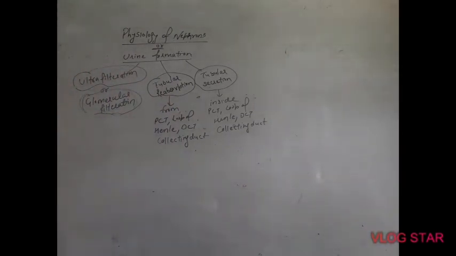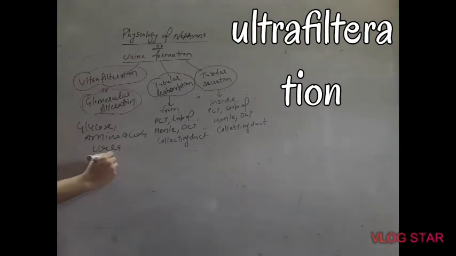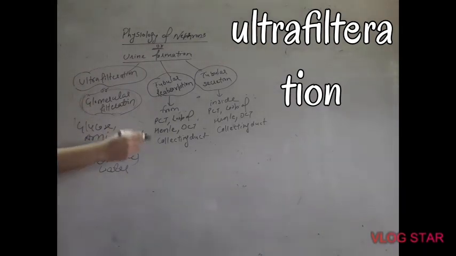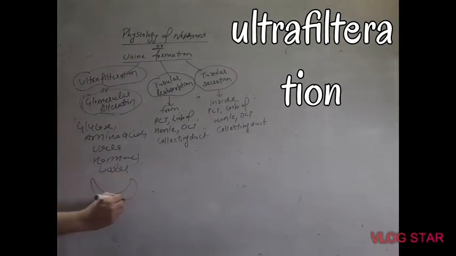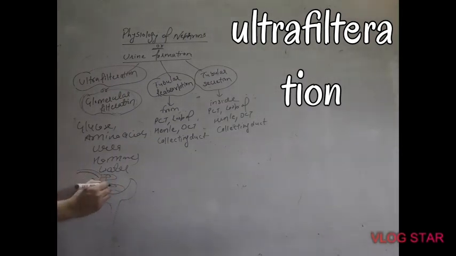Why? Because the ultra small particles like glucose, amino acids, some hormones, urea, and largely the water are filtered. These all substances from the glomerulus, they enter into the Bowman capsule. What is glomerulus? We have studied earlier. This is afferent arteriole, and it divides to form a network of capillaries inside the Bowman capsule. This is known as glomerulus.